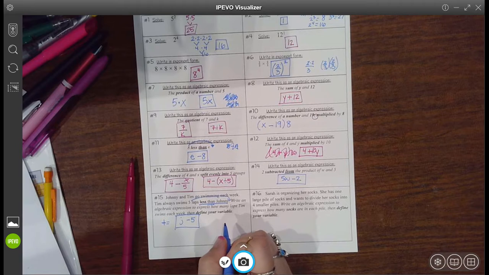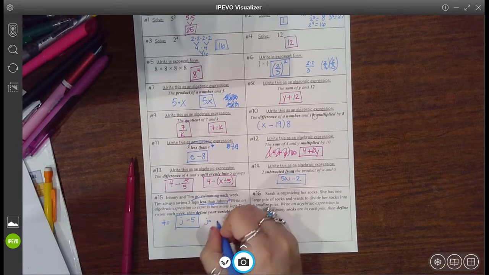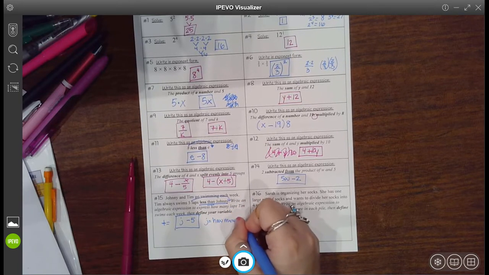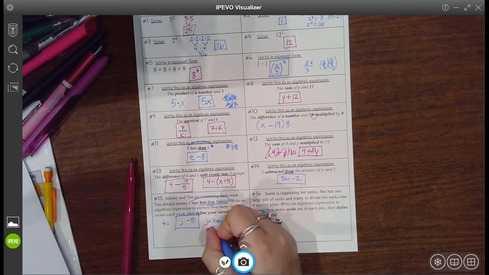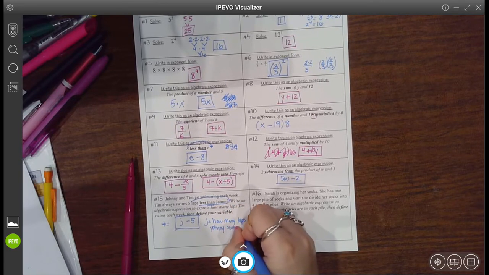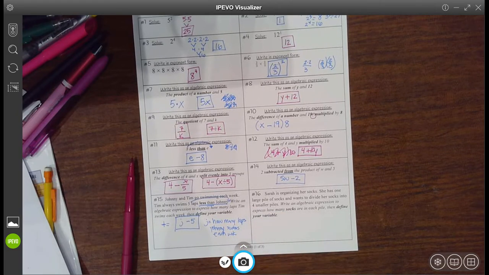And then it says to define your variable. So what is j representing? J is telling you how many laps Johnny swims each week. So if they ever say to define your variable, you're telling them what does it stand for? What is it representing? J represents how many laps Johnny swims.